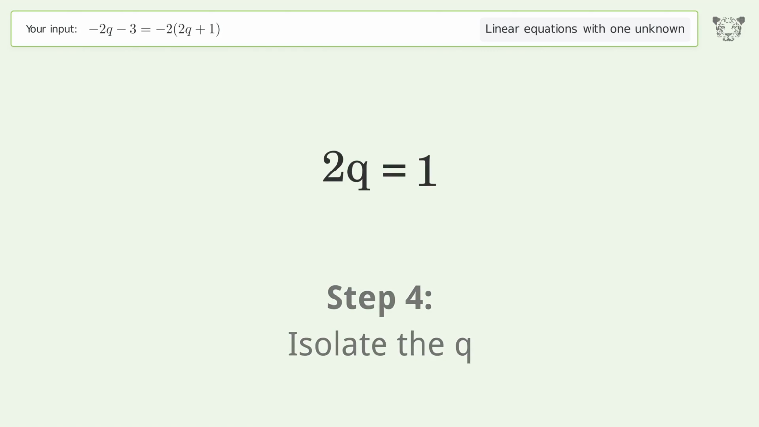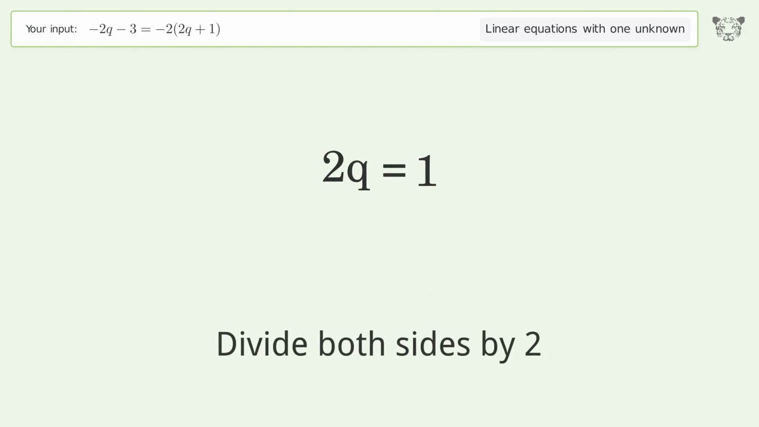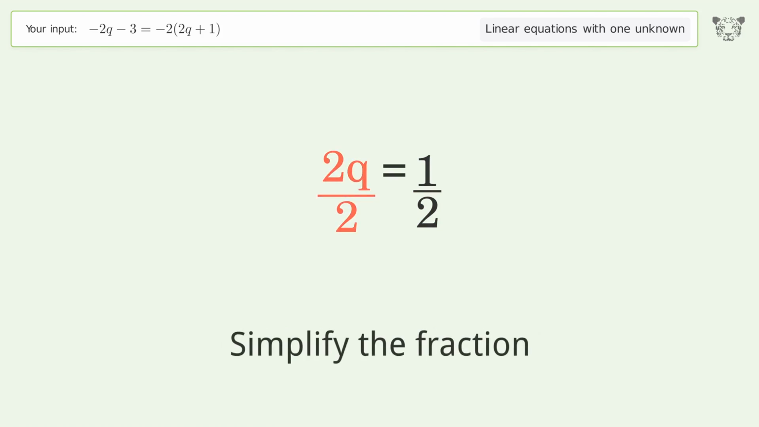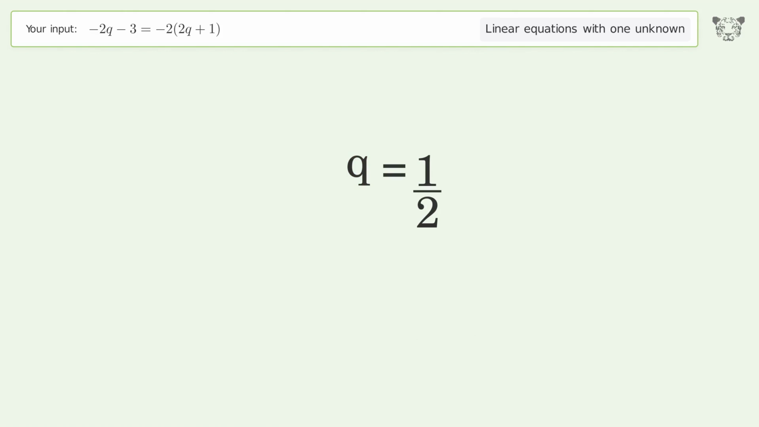Isolate the q. Divide both sides by 2. Simplify the fraction. And so the final result is q equals 1 over 2.